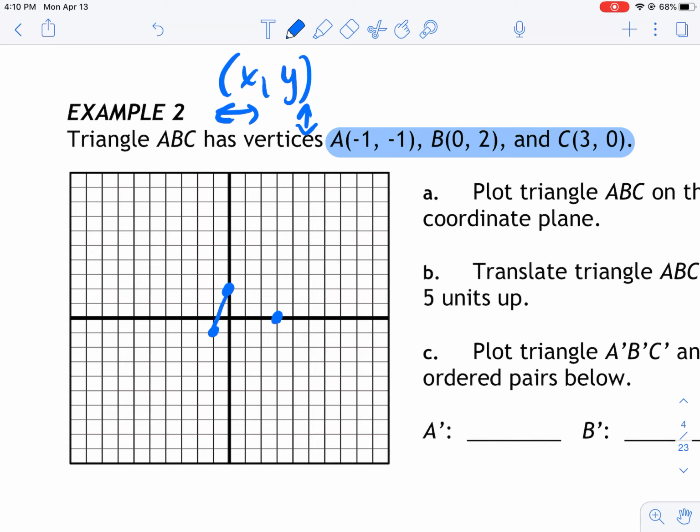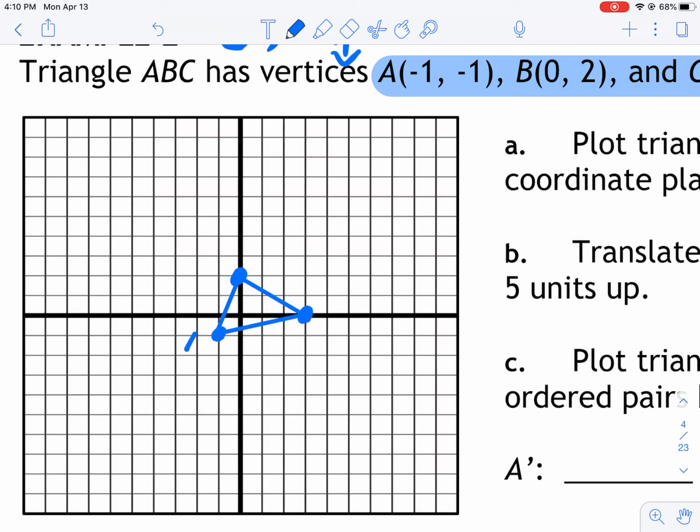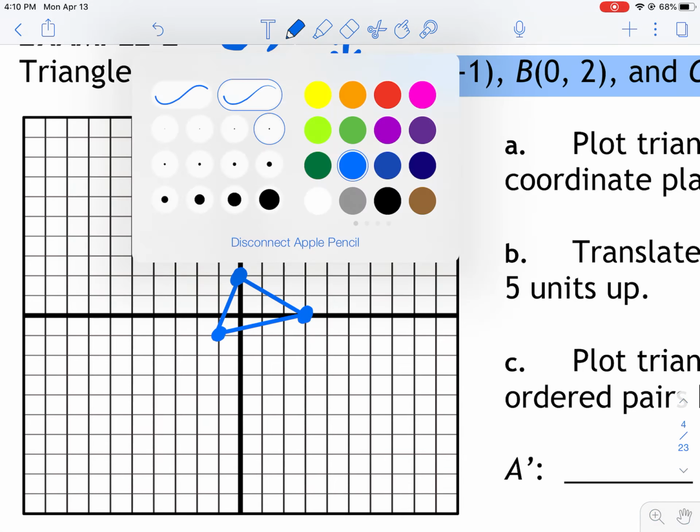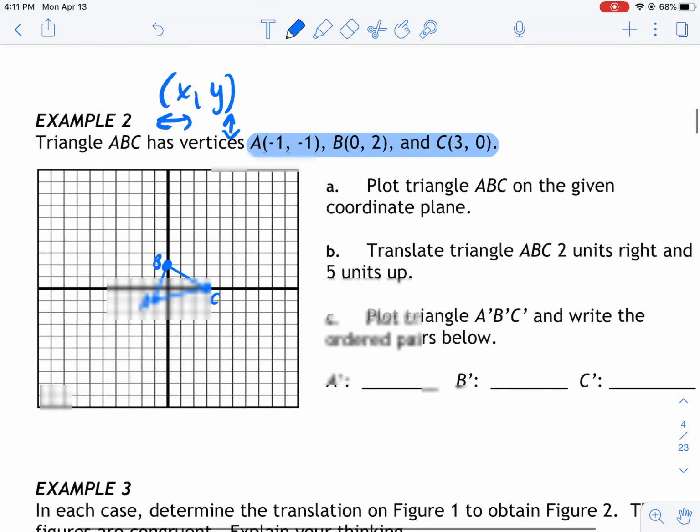So I'm going to go ahead and make this triangle. One side, two sides, three sides, just like that. I'll go ahead and mark the vertices too, A, B, and C, so we can keep those set together. So there's A, B, and C. Let me do that one more time so it's a little bit easier to see. A, B, C. There we go. Okay, and so we have triangle ABC on the plane.